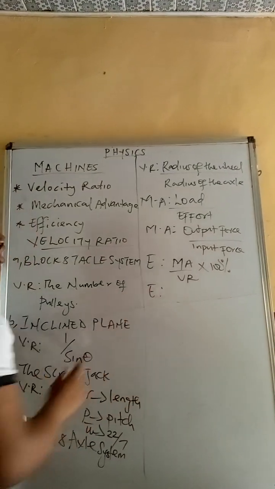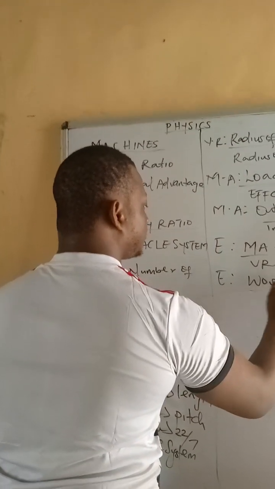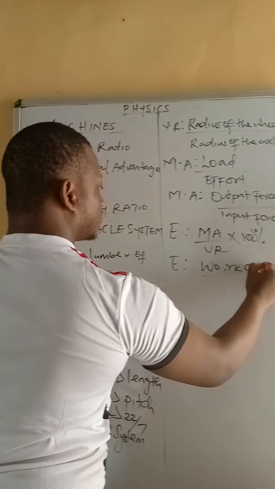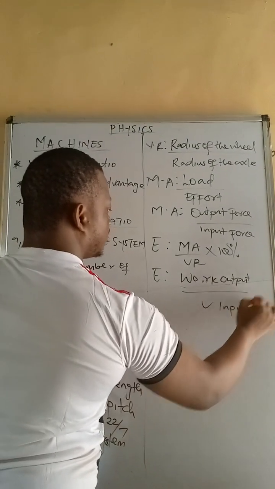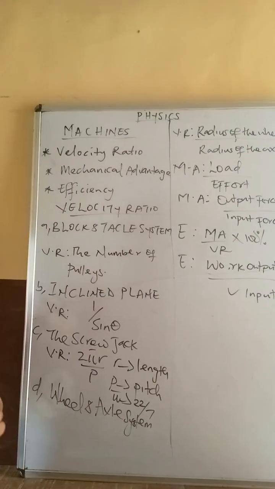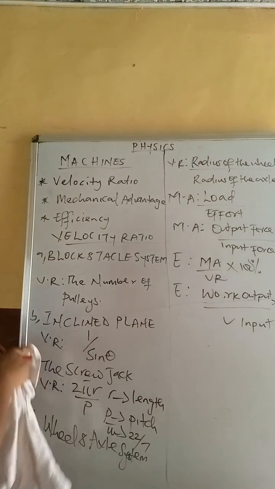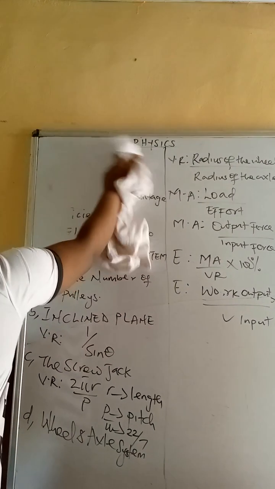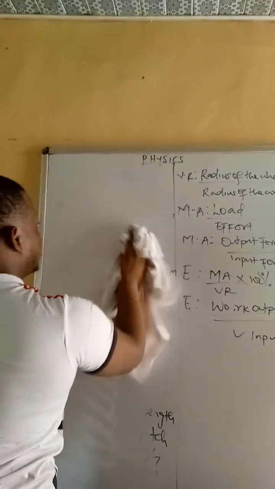And another formula that we have for efficiency is work output over work input times 100%. So I decided to give these formulas before we start the calculations. Now, let me start with some calculations on the board.